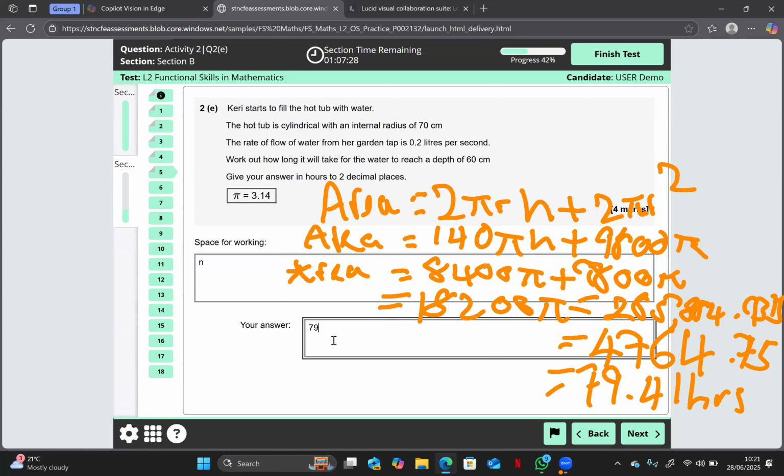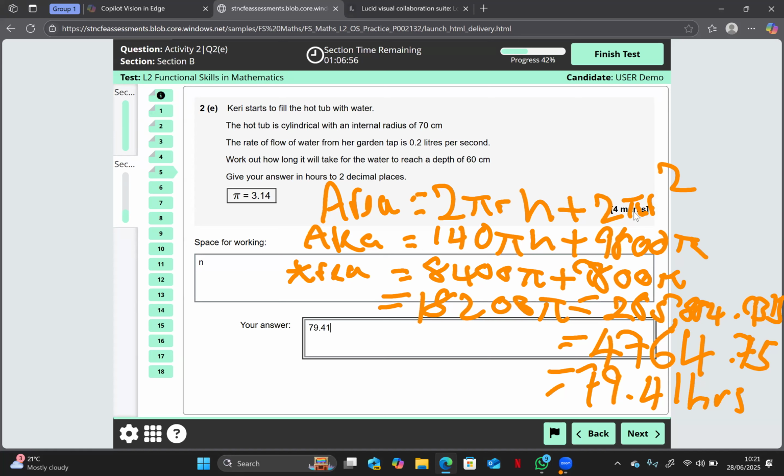So all I've done there, I'll explain it now. I worked out the area of a cylinder, which is 2 pi r h plus 2 pi r squared. It says the depth is 60, so the height we assume is 60 here. 140 pi is because the radius is 70, it tells us. So 2 pi radius is 140 pi multiplied by the height, which is 60. So 140 times 60 is 8,400 pi.